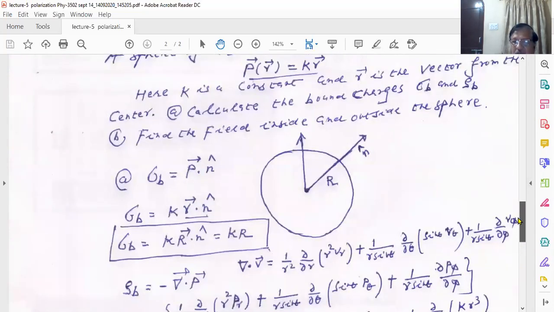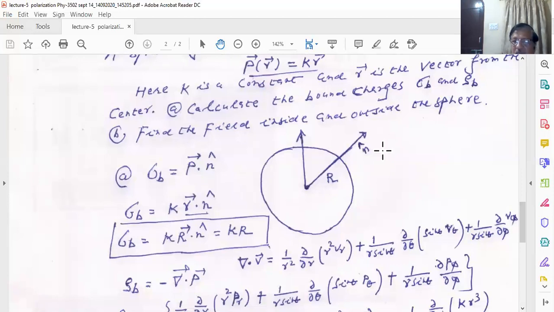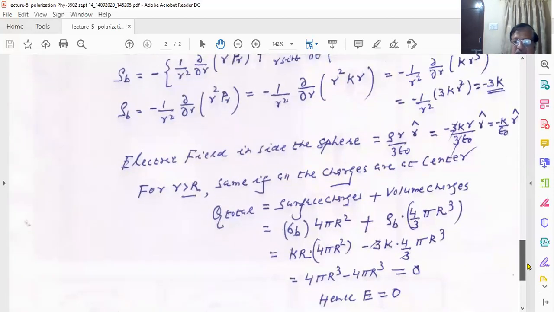Because we are calculating the electric field outside the sphere, you have to calculate the total charge first. The total charge will be the surface charges plus the bound volume charges. The total surface charge is the surface area into the surface charge density. The bound volume charge, rho b, is a volume charge density per unit volume, and the volume of the sphere is 4 by 3 pi r cube.